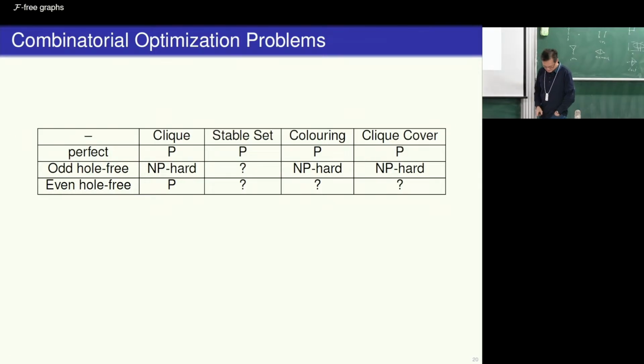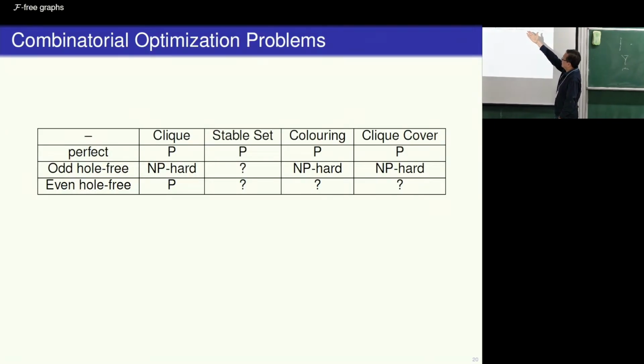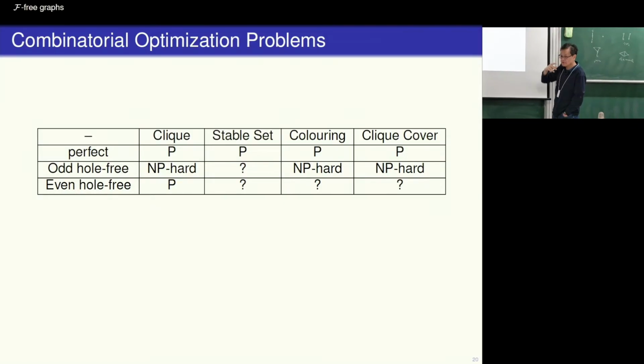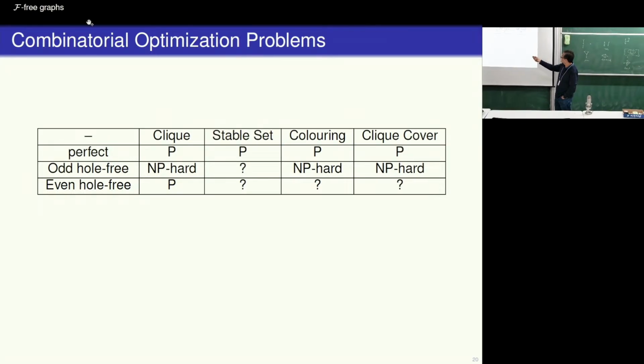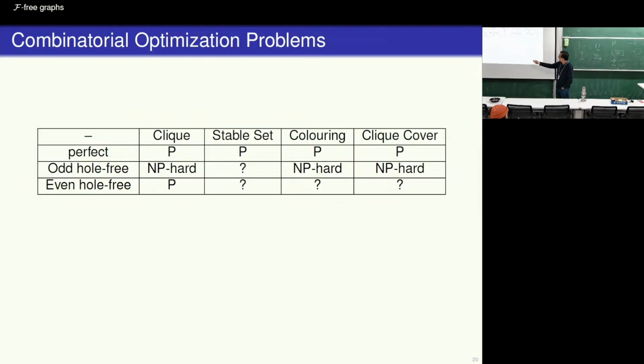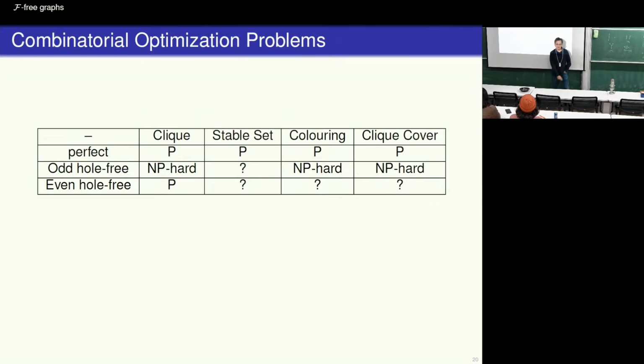So this is the current status of this problem. For perfect graphs, for clique, stable set, coloring and clique cover, everything is in P. For odd hole free graphs, the only open problem now is stable set. For even hole free graphs, three of the problems are unknown. And only the clique problem is solved.